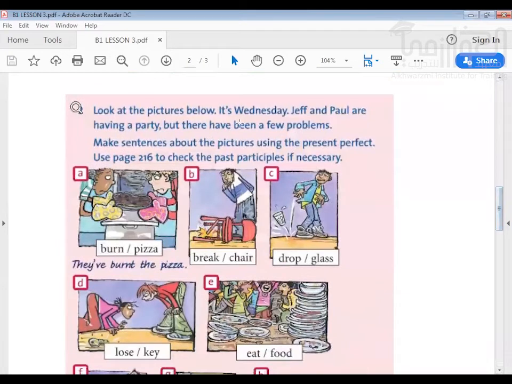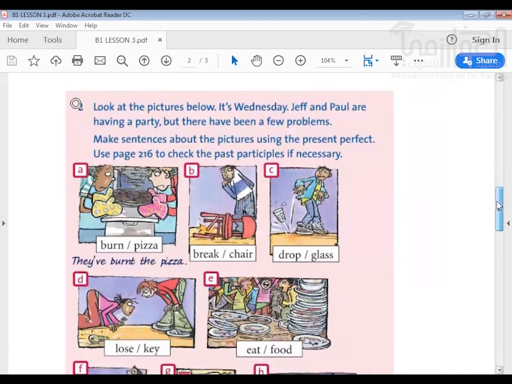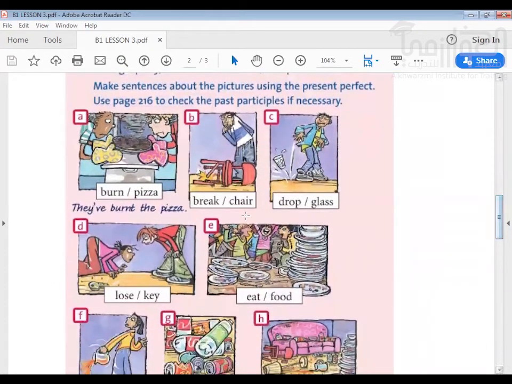Look at the pictures below. It's Wednesday. Jeff and Paul are having a party, but there have been a few problems. Make sentences about the pictures using the present perfect. So we are making sentences. Let's look at some of these. So we have 1A, they've bent the pizza. They've bent the pizza.